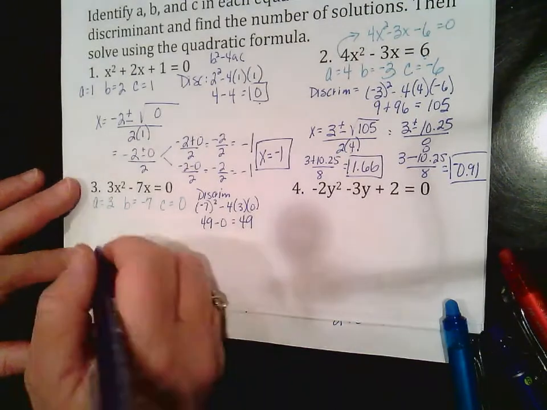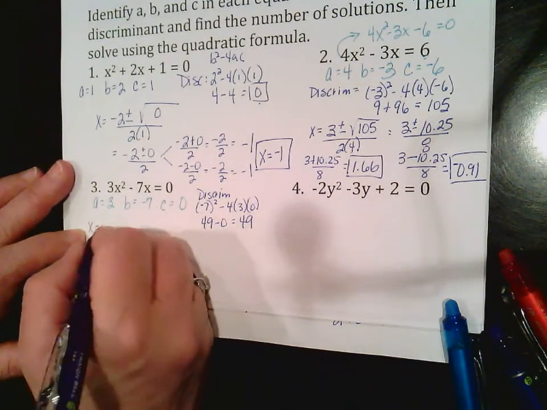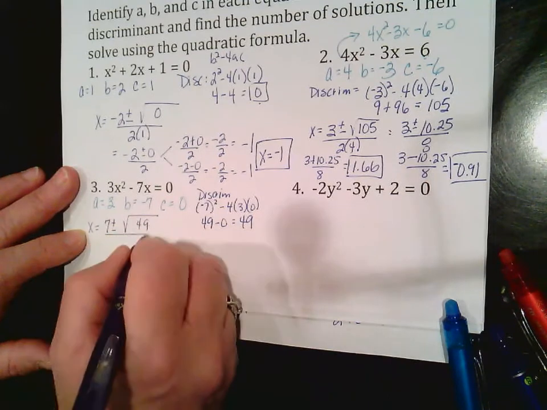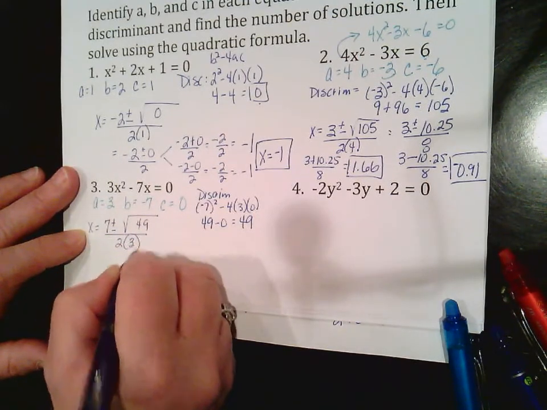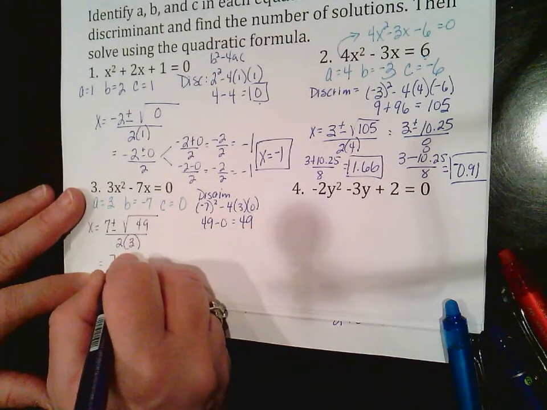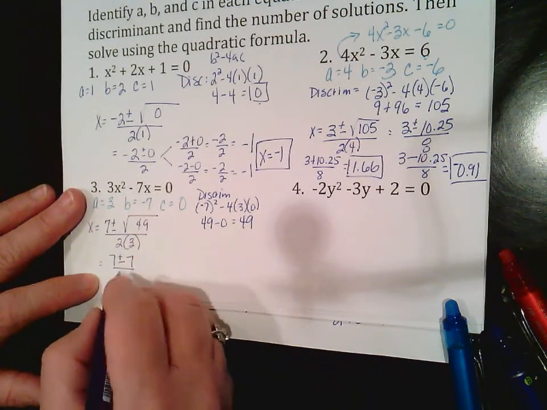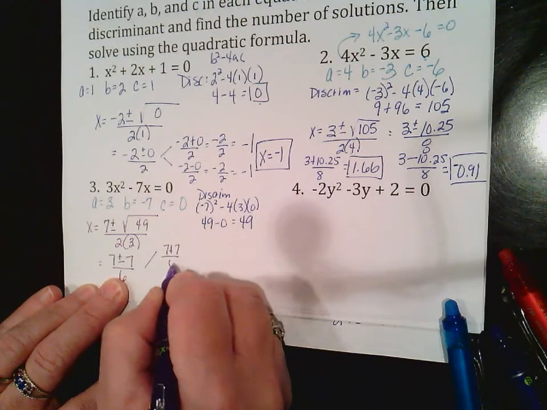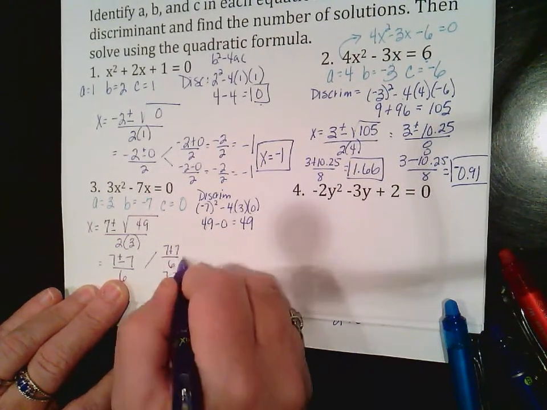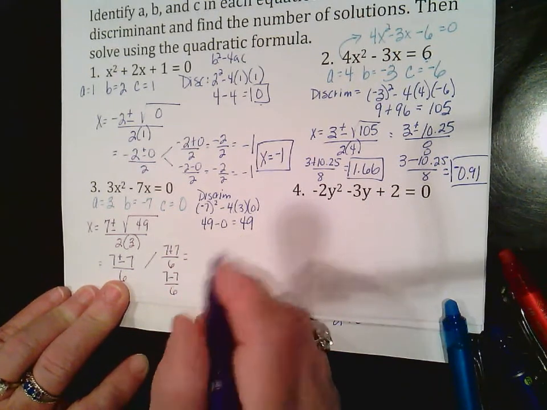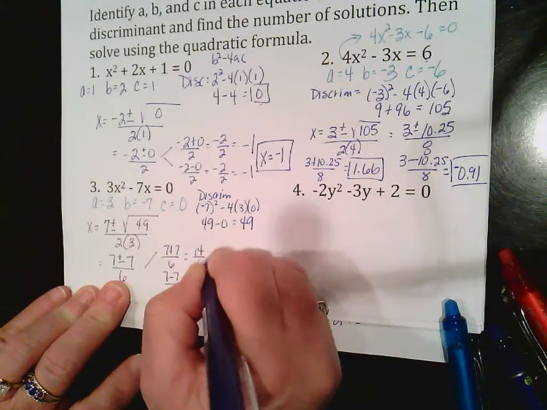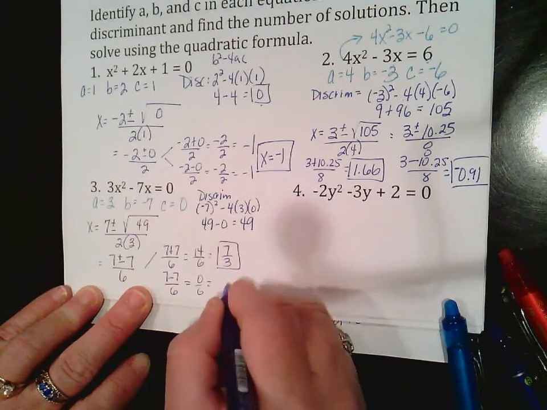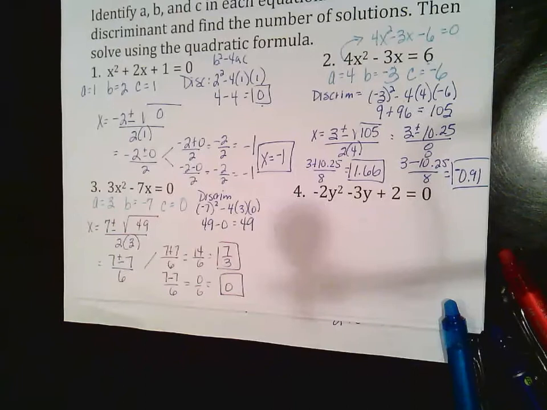I'm going to plug that into my formula. So x is the opposite of b. b is -7. The opposite of that is +7, plus or minus the square root of this discriminant, which is 49, all over 2a. My a value is 3, so that's 2 times 3. So this is 7 plus or minus the square root of 49 is 7, all over 2 times 3 is 6. So my two answers are 7 plus 7 over 6 and 7 minus 7 over 6. 7 plus 7 is 14 over 6, which simplifies to 7/3. And 7 minus 7 is 0 over 6, which simplifies to 0. And those are my two solutions for x for that equation.